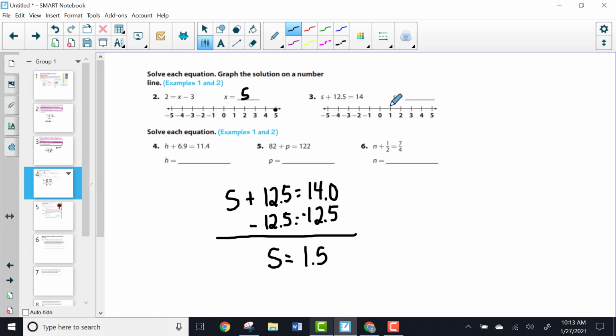So what we do for this is we graph it on our number line. So since it's 1.5, we go between the 1 and the 2, and we graph it just like that.